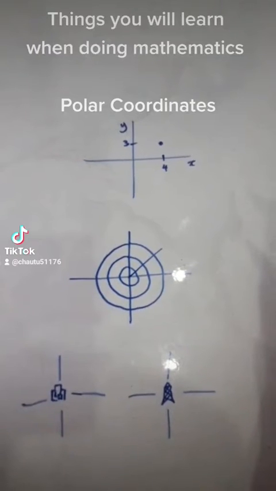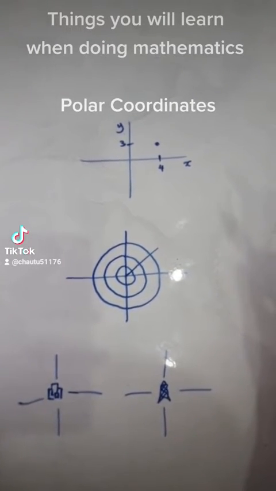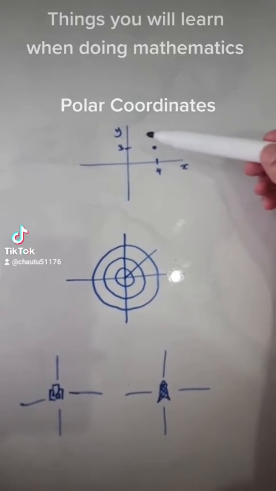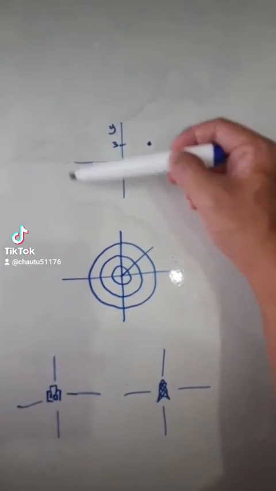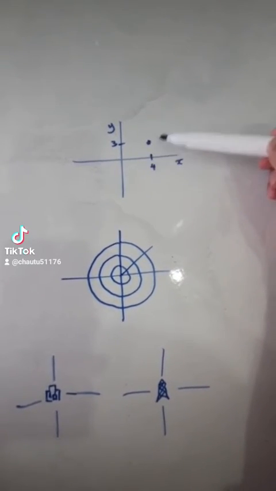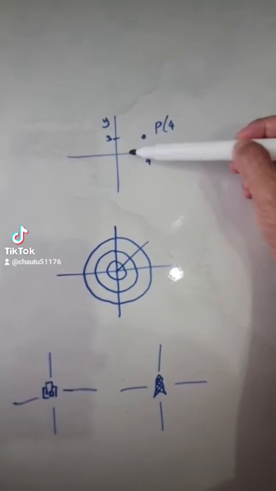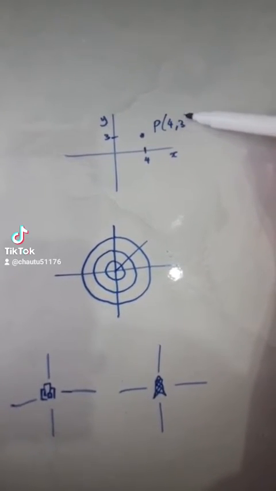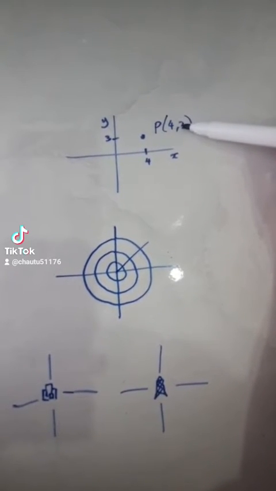Things you will learn when doing mathematics. Polar coordinates. In the future, you're going to meet polar coordinates. So you're used to the x, y coordinates. You can reference any point on this graph by stating the x coordinate. So this point can be given as the x coordinate is 4 and the y coordinate is 3. So you can reference any point on this graph by stating the x coordinate and the y coordinate.